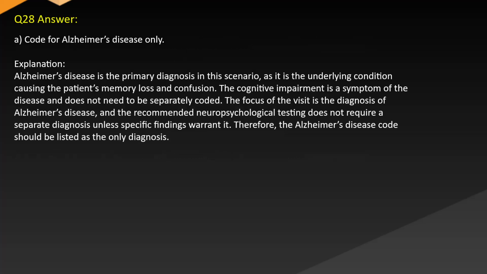Answer A. Code for Alzheimer's disease only. Explanation. Alzheimer's disease is the primary diagnosis in this scenario, as it is the underlying condition causing the patient's memory loss and confusion. The cognitive impairment is a symptom of the disease and does not need to be separately coded. The focus of the visit is the diagnosis of Alzheimer's disease, and the recommended neuropsychological testing does not require separate diagnosis unless specifically warranted. Therefore, the Alzheimer's disease code should be listed as the only diagnosis.